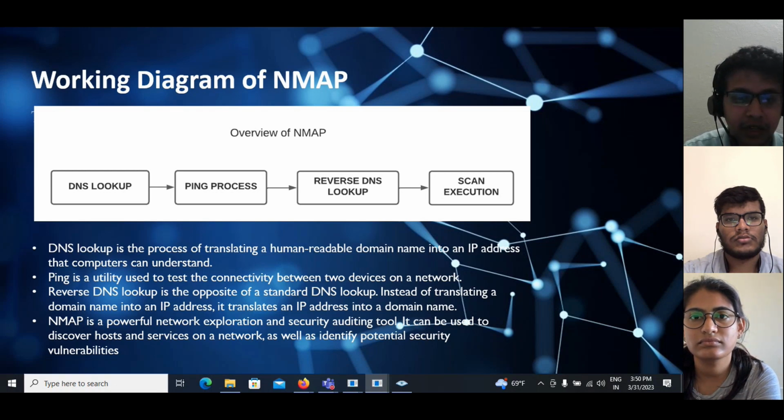responsive. Whereas in the reverse DNS lookup, if the target host responds to the ping, Nmap may perform a reverse DNS lookup to try to resolve the IP address back to the hostname. In the scan execution, which is the fourth step, once Nmap has obtained the necessary information about the target host, it executes the selected scan types based on the options and parameters specified by the user.